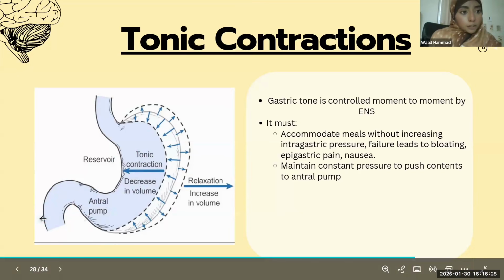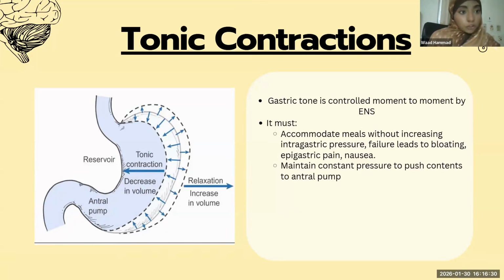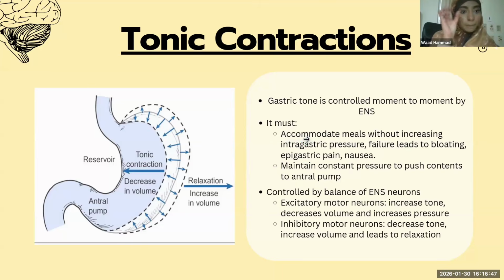But simultaneously, we don't want so much pressure that it leads to too high intragastric pressure and it leads to things like bloating and epigastric pain and nausea, because this is not good. It's obviously uncomfortable. So our stomach has to balance between the two of those. So we have to figure out how to do this. And this is balanced by the ENS neurons, or the enteric nervous system neurons.